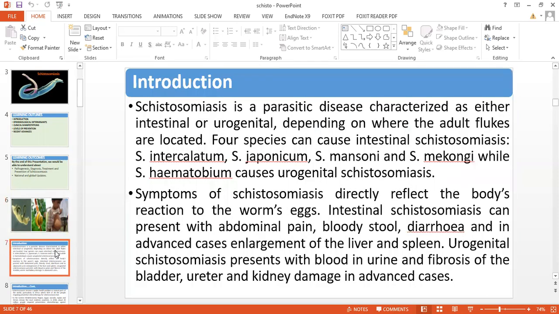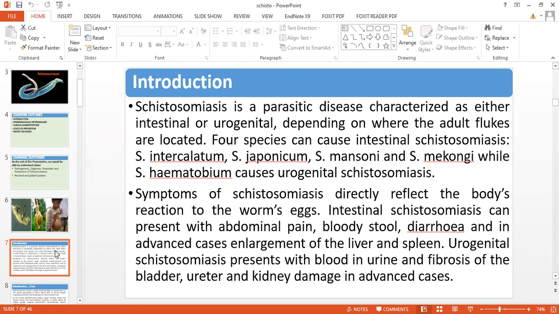Let's start with the introduction. Schistosomiasis is a parasitic disease characterized as either intestinal or urogenital. It depends on where the adult flukes are located. I mean, if they are located in the intestine or whether they are in the urogenital system. So these are characterized by their location.